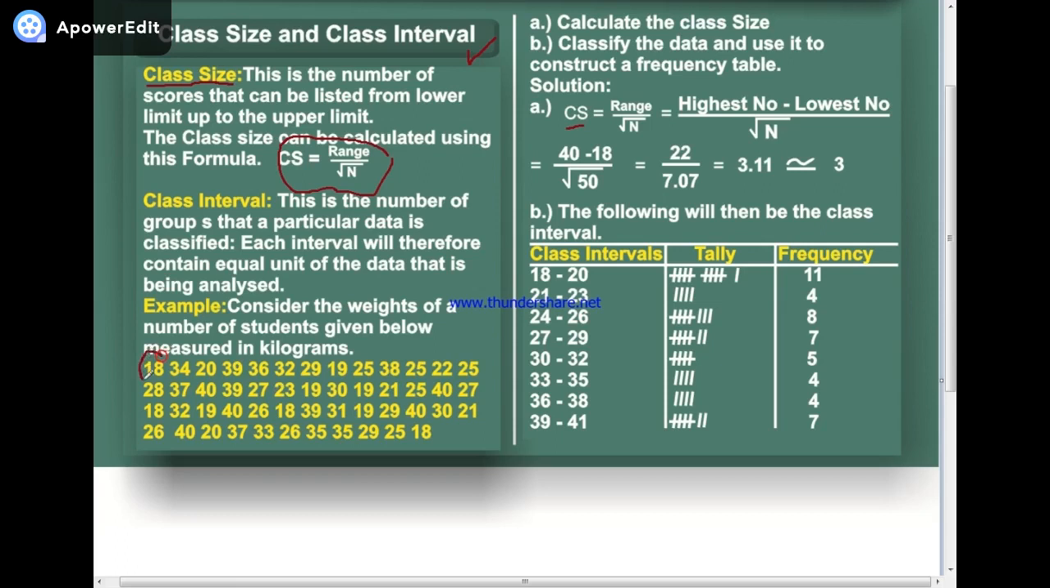Now, 18, that is 1. 20, that is 2. 19, that is 3. What else? 19 again, that is 4. 19 again, that is 5. 18, that is 6. 19 again, that is 7. 18, that is 8. 19, 9.